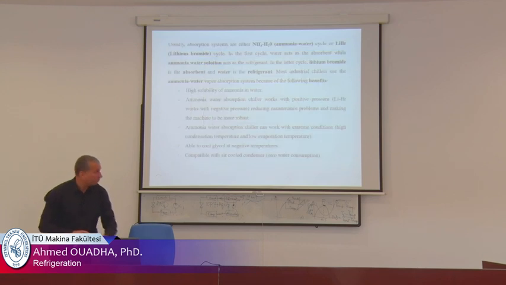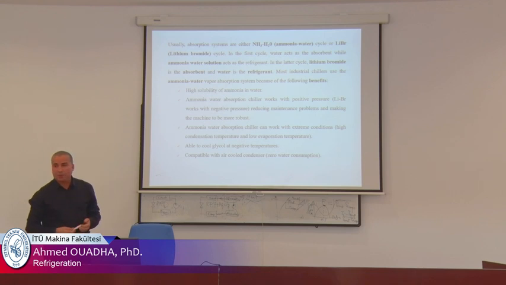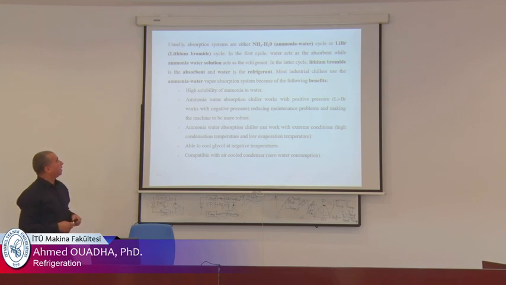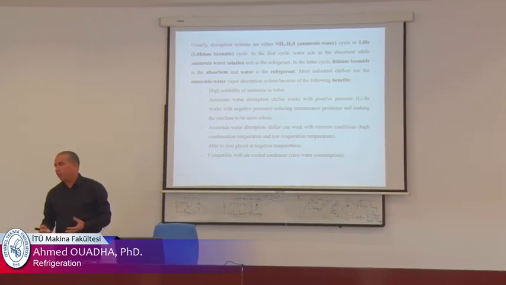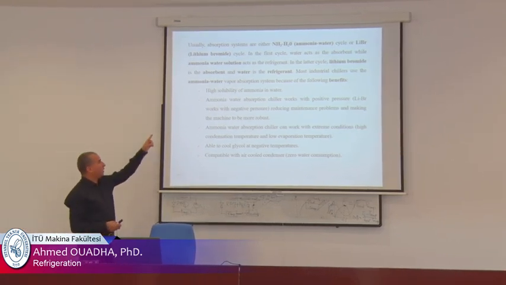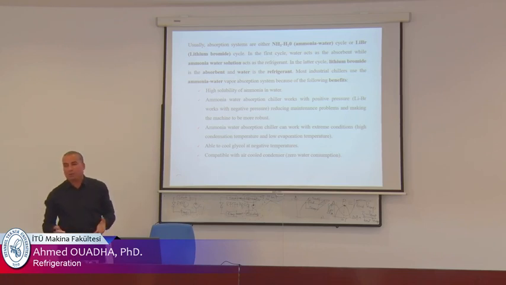Another point is the refrigerants used. Generally, we use ammonia with water, and there is another couple of refrigerants, lithium bromide with water. So if you use ammonia, the refrigerant is ammonia, so we can reach negative temperatures. For the second one, lithium bromide water, we must operate at positive temperatures.